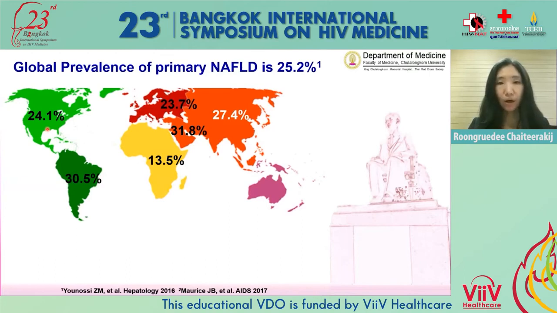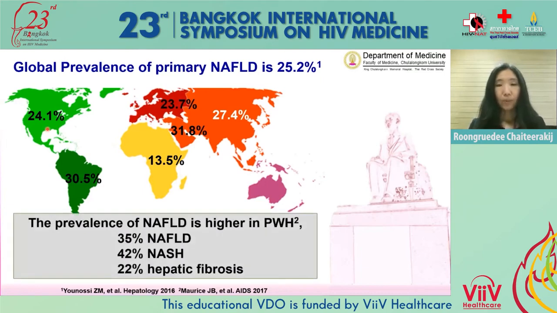How about the prevalence of fatty liver in HIV-infected patients? There was the first systematic review and meta-analysis examining the prevalence of and risk factors for fatty liver in HIV mono-infected patients. This was published a couple of years ago, and it showed that the prevalence of fatty liver in people living with HIV is much higher than in the general population. That is, 35% of patients have NAFLD, 42% have NASH, and 22% have hepatic fibrosis.